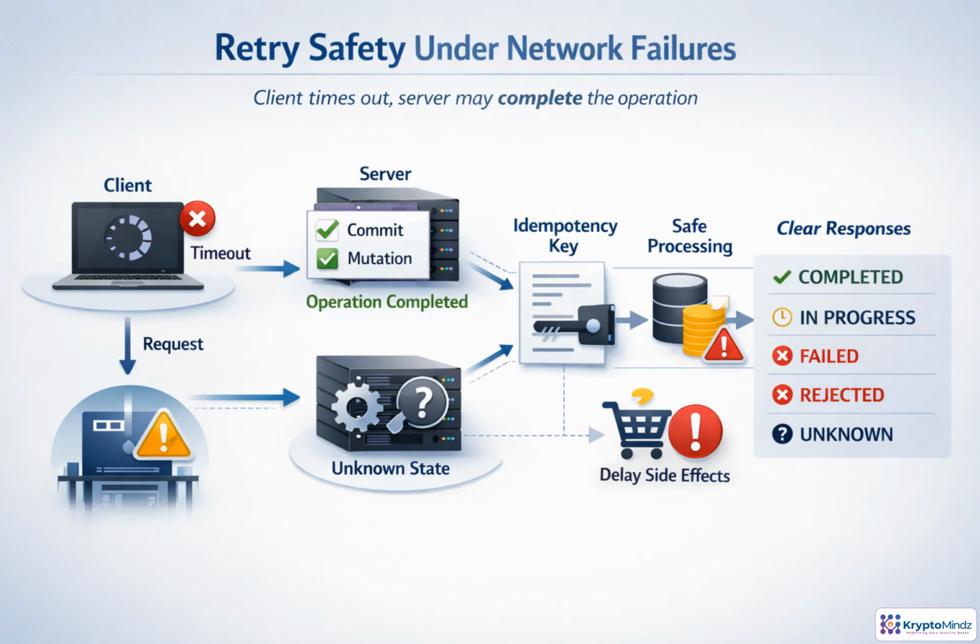A timeout is where many systems fail. If the client stops waiting, that does not prove the server stopped working. The mutation may still commit. If the client retries blindly, you can create a second order, send a second email, or charge twice. The fix is to record the operation, keyed by an idempotency key, before risky side effects run. Then a retry is not a new command. It is a status lookup or result replay. Good APIs make that explicit with states like completed, in progress, failed, rejected, or unknown, so clients can recover safely.